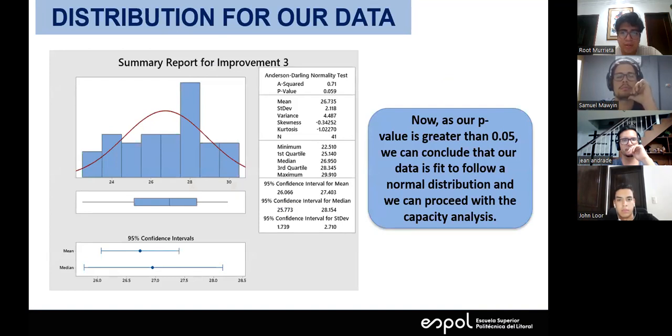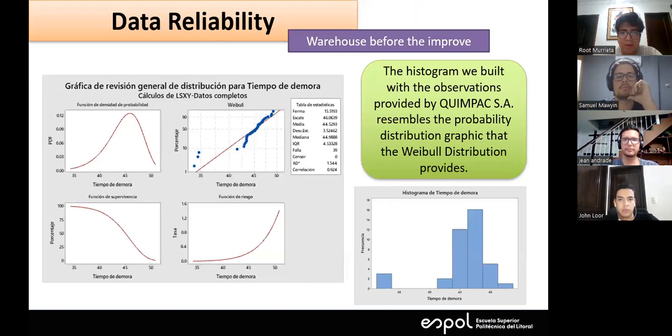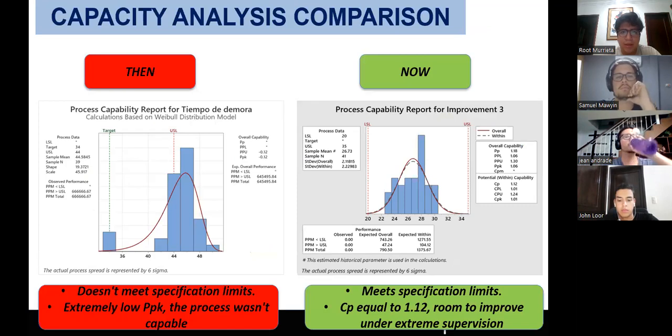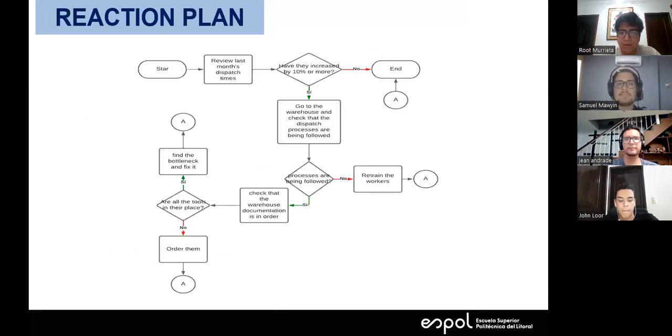Improvement 3 was the best solution, and we will see that it follows a normal distribution. Here we can see the data we had. It followed a Weibull distribution. Finally, from the capability analysis, we do a comparison, and we now know that improvement 3 meets the specification limits, and it has a good Cp equal to 1.12. And finally, we have the reaction plan. If something goes wrong, we can act and do things well.